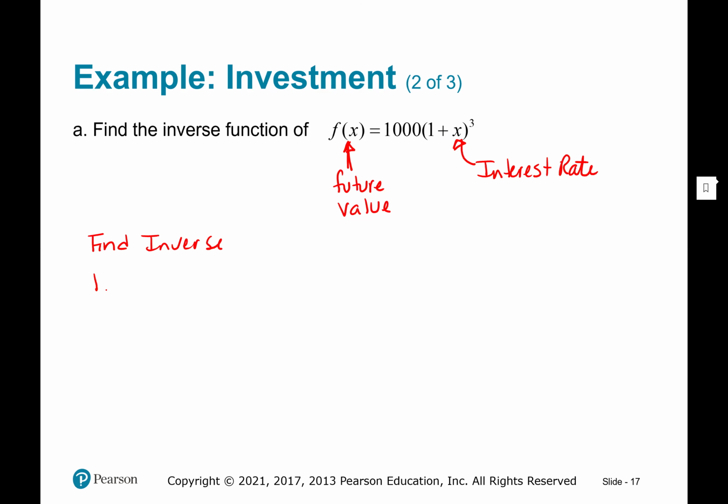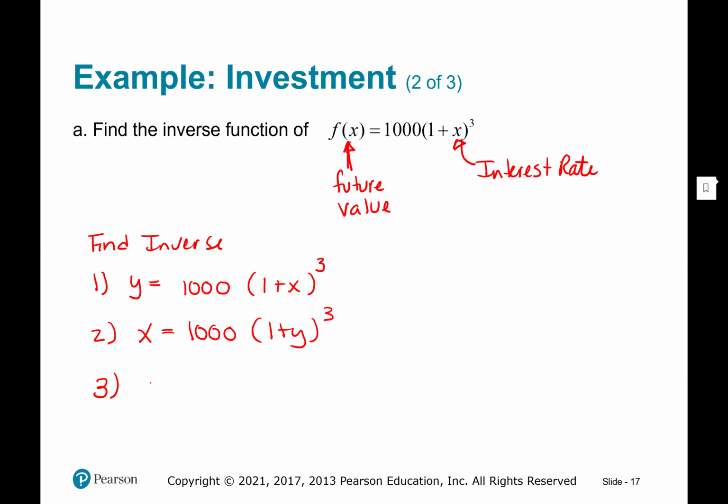So step number 1, replace f of x with y. Step number 2 is interchange x and y. Step number 3 is to solve for y. Now we got a conundrum. How do you solve for y? What would you do? I got y inside parentheses being raised to the third power. Any clue? Anybody? Anyone? What do you want to try?